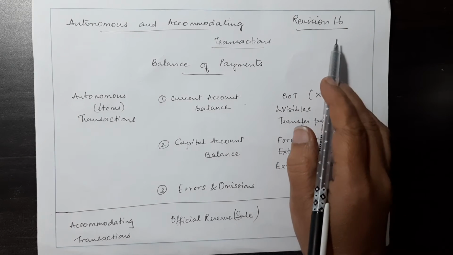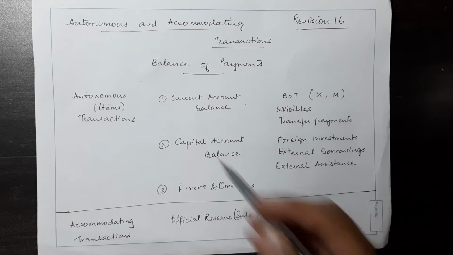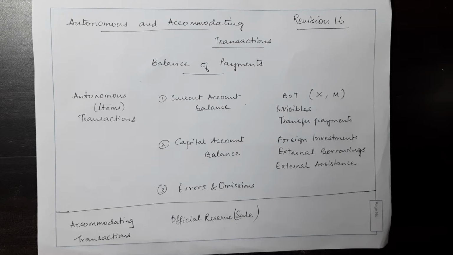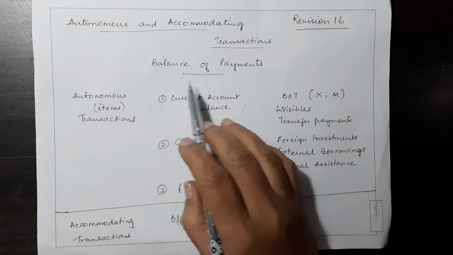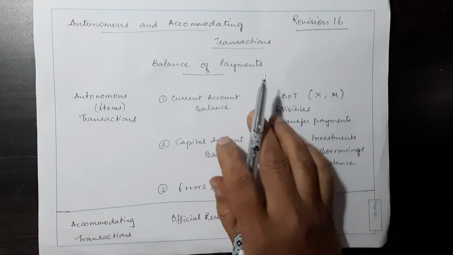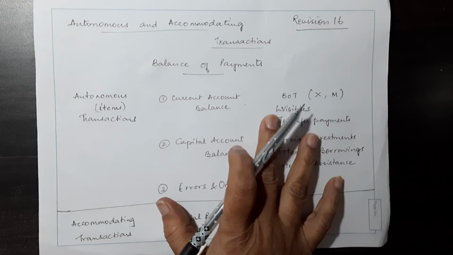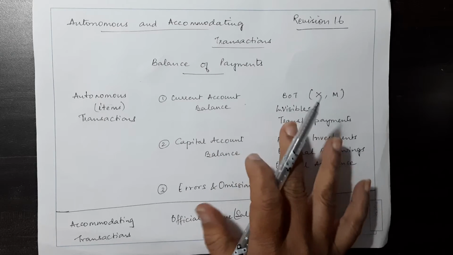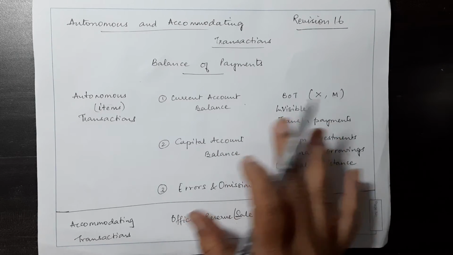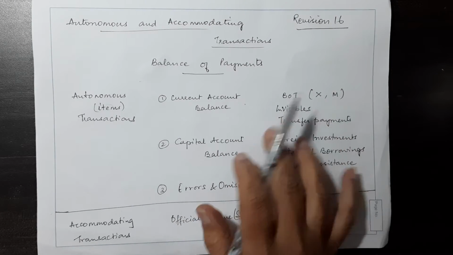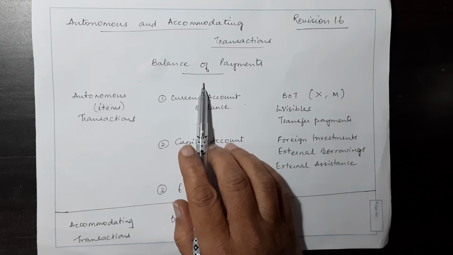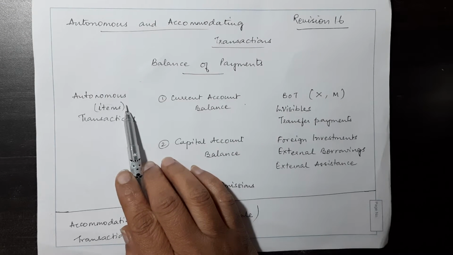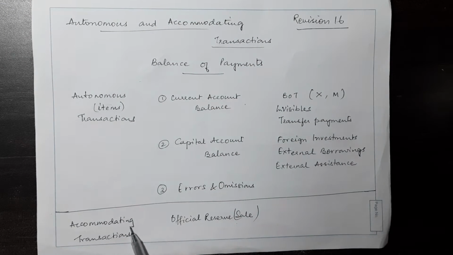In our episode revision 16, we shall discuss the autonomous and the accommodating transactions under the balance of payments. So this is going to be the last of the revisions in microeconomics. The balance of payments account, we said it's a statement of accounts, isn't it? So what does it consist of? It consists of the autonomous items and the accommodating items.